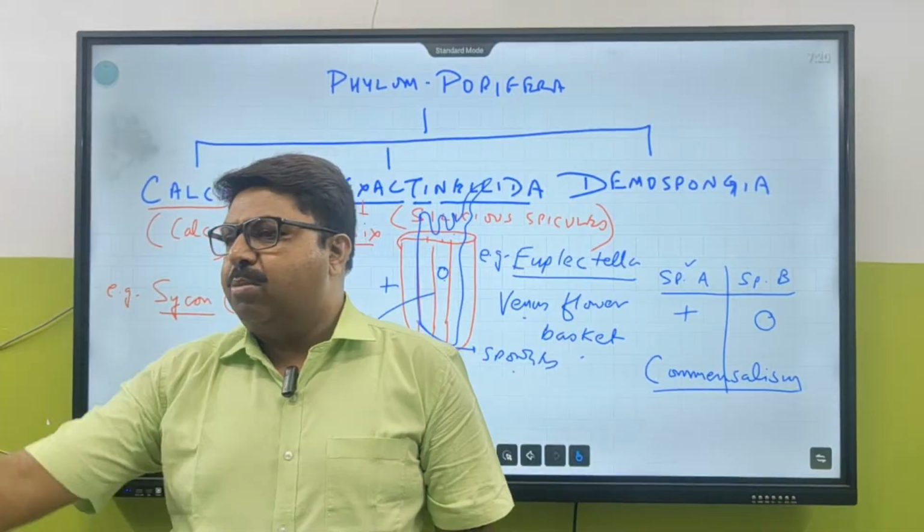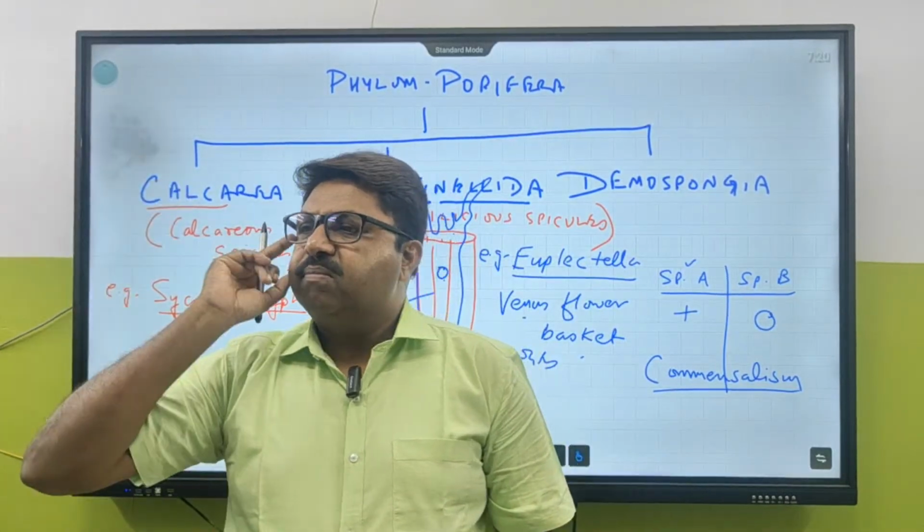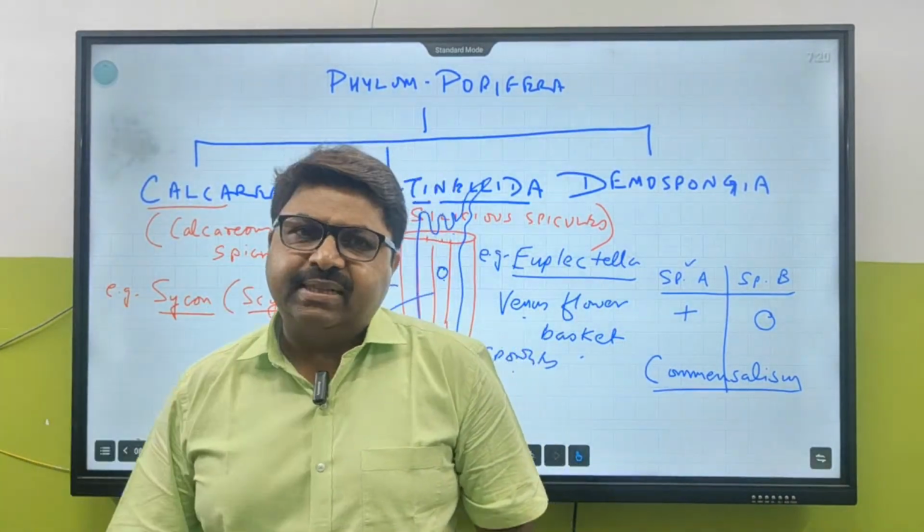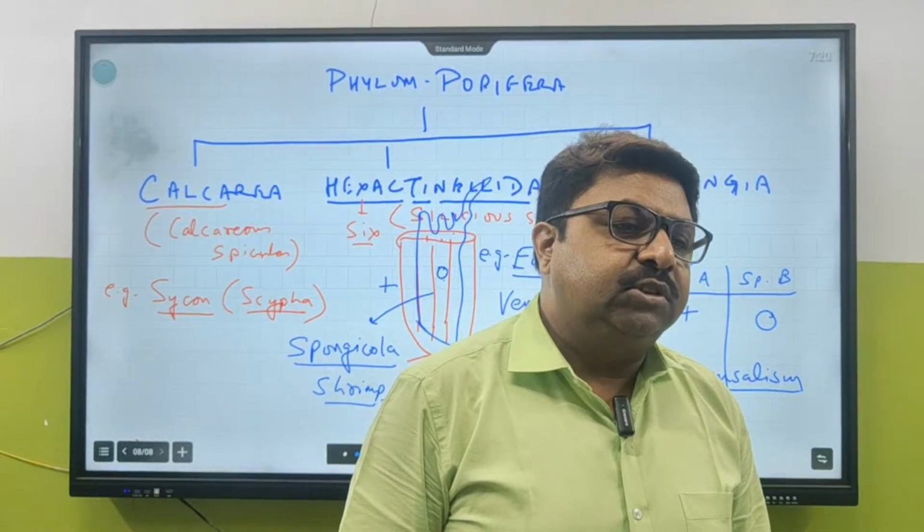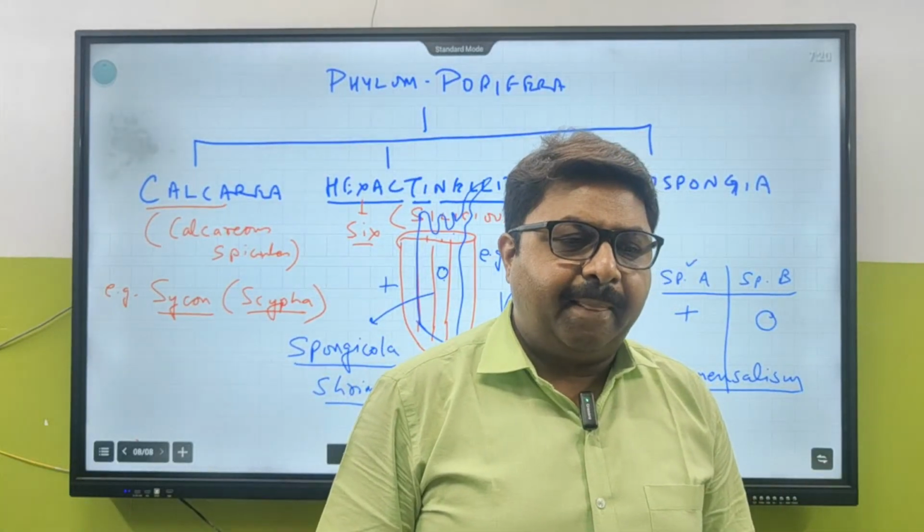Gracie, why don't you come over here and see? Have a look. Commensalism. 197.